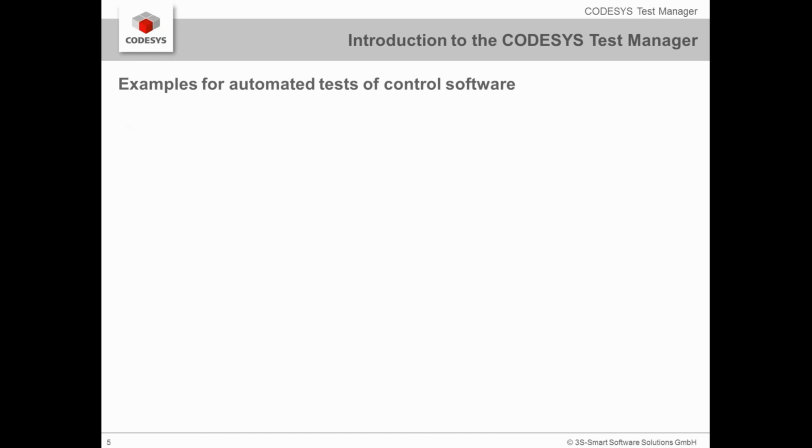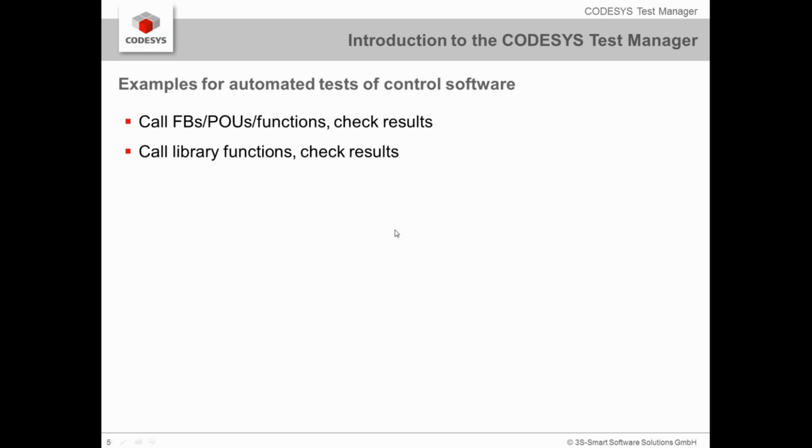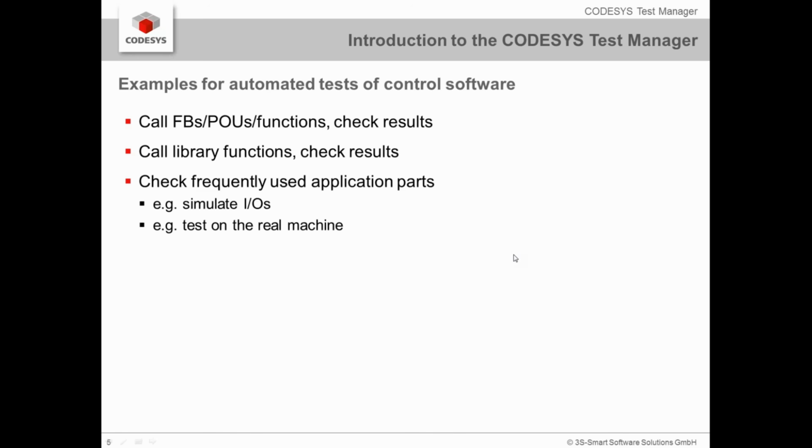Example for automated tests of control software. As already mentioned, we can check function blocks, programs, or functions by preparing inputs for those POUs and checking the results against the expected values. We can do that with POUs that we have in our application, but we can as well do that with library functions for which we don't have the source code. So the source code is not necessary. We just fill in the inputs, receive the outputs, check the expected outputs against the real outputs, and then we can check whether the behavior is as we have expected.